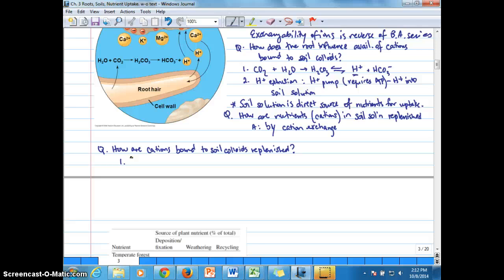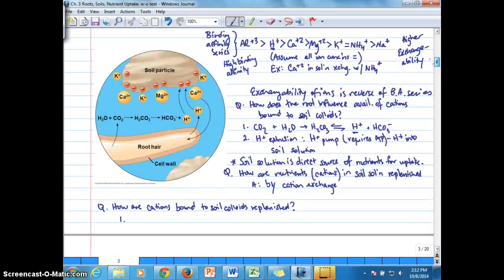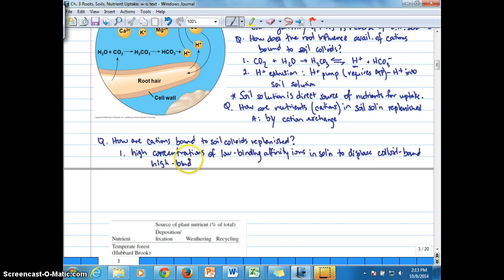Because if they're covered with higher binding affinity ions like calcium or magnesium, how do we get any of this potassium or ammonium bound to the soil colloids? Well, one way is that, remember, the binding affinity series is only relevant or accurate if we assume that all the concentrations of these ions are equal up and down the series between the soil colloids and the soil solution. Otherwise, it takes high concentrations of these low binding affinity ions that are in solution to displace colloid-bound high binding affinity cations.